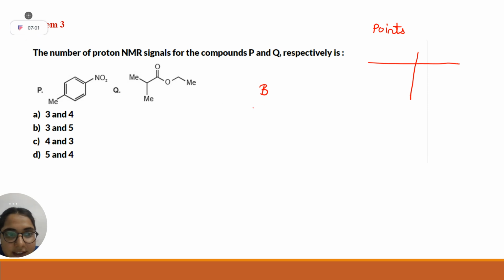B. So you are saying in P, three different signals are there. Okay. Another boy was also answering. Tell. Yes, ma'am. In P, how many different types of protons are there? Three, ma'am. Okay. And in Q? In Q, there are four types of proton. Four. One is this, second is this, third one is this, and fourth one is this. Very nice. So the correct answer is option number A.